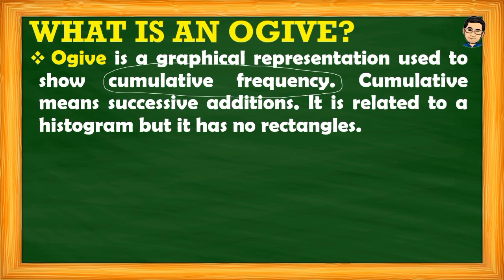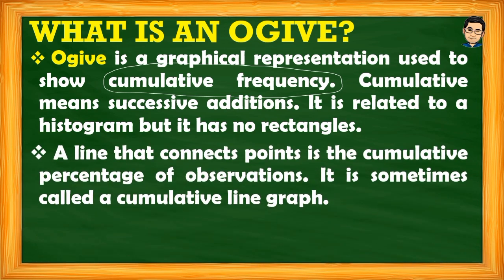So, i-discuss ko yung cumulative frequency doon. So, cumulative means successive additions. So, ibig sabihin ng cumulative frequency, ayan, i-add natin yung mga frequencies. Okay, kaya accumulate, ayan, cumulative, i-add natin yun. And then, it is related to a histogram, but it has no rectangle. So, related nga yung ogive sa histogram, ang pinagkaiba nga lang, wala tayong makikitang rectangles dito.